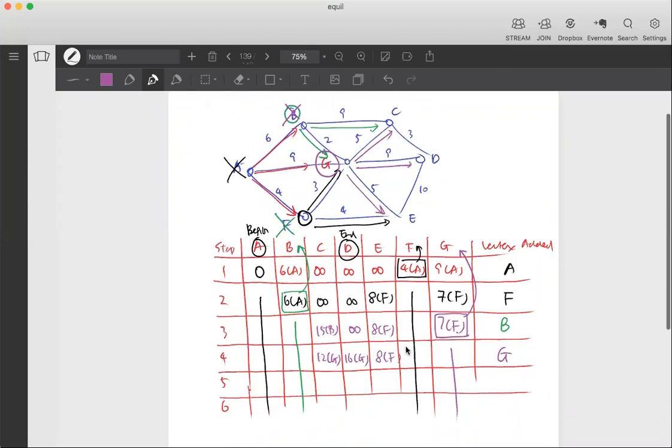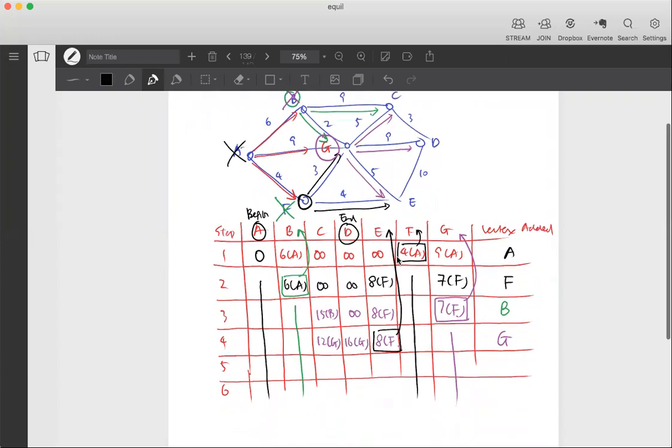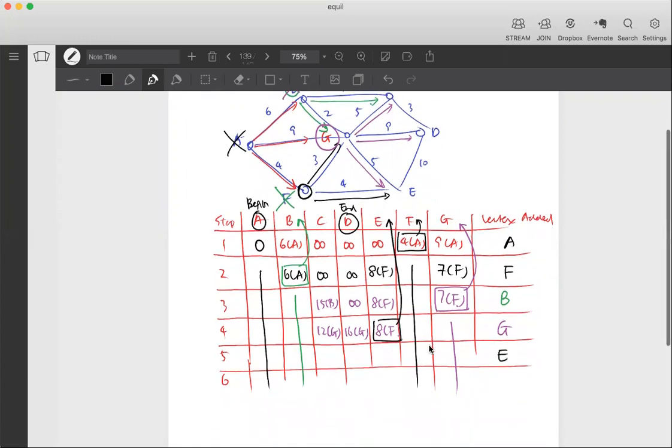Okay, and then draw our final conclusion. Which one is smaller? 8. Okay, 8 is smaller, so we can decide what we're going to do next. We're going to add vertex E. So let's do E.